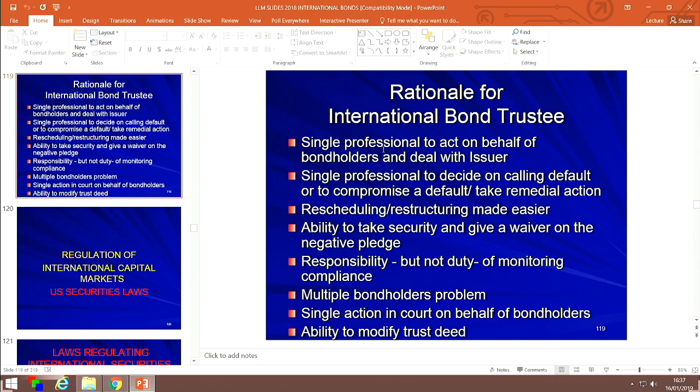You asking me whether bondholders must accept whatever the trustee and the issuer agree with regard to restructuring? Sorry, you need to speak up.